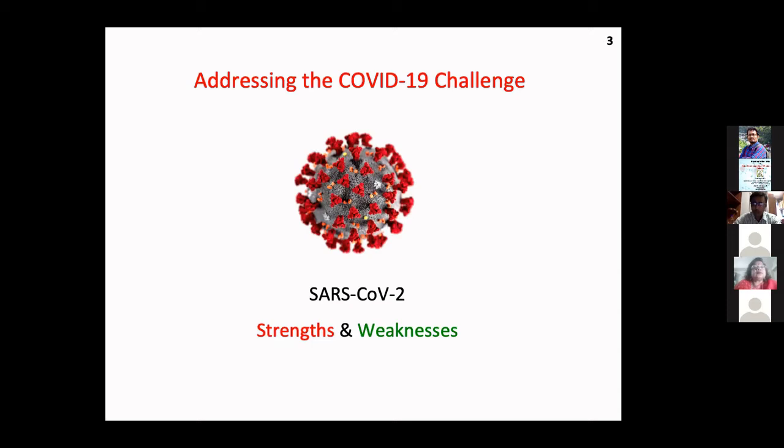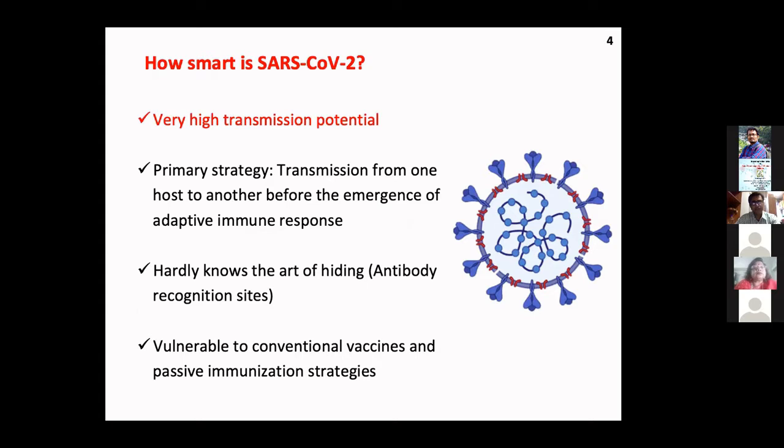So to start with addressing the challenges, the first or the most vital question that comes to our mind is how smart is coronavirus 2 or the COVID-19 virus? So the thing is that the virus enjoys very high transmission potential that makes the virus contagious like anything. So what happens is that the virus, just sitting with that particular advantage, managed to create a pandemic that is now affecting almost all the nations of the entire globe. So that's the primary strategy that the virus relies on.